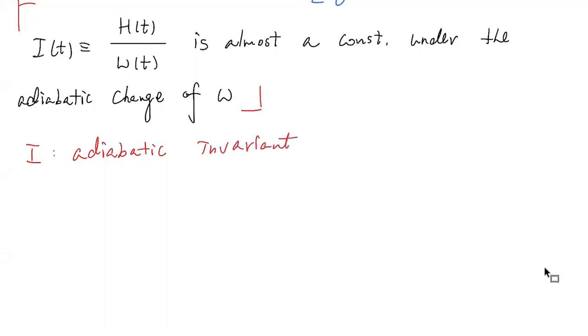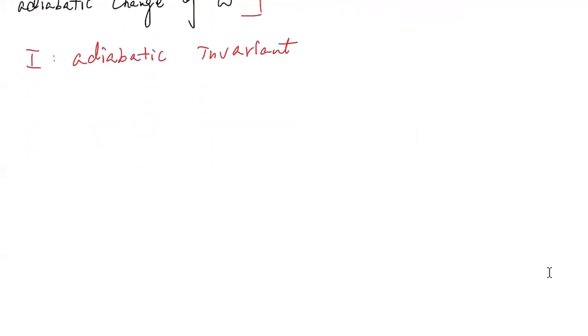I is basically a constant under this adiabatic change of the angular frequency. And this is called the adiabatic invariant. Now, in lecture 1, we also talked about the phase space.